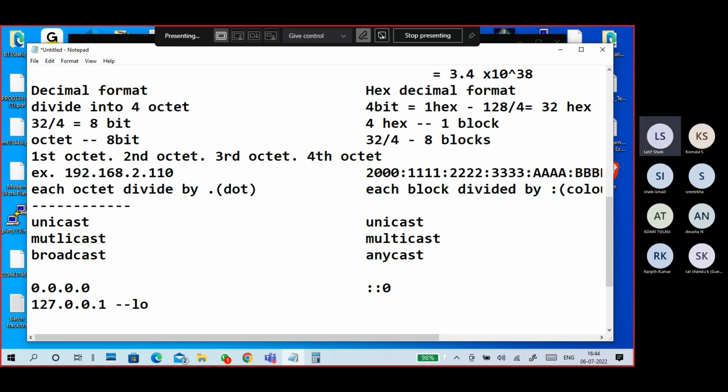127.0.0.1 is the loopback IP address, or localhost. What is a localhost? My PC has some IP address, and another PC beside it has another IP address. Maybe my tablet and my mobile phone have their own IP addresses. But common to every PC, for itself, there is an IP address called 127.0.0.1. This is called localhost or the loopback address. In IPv6, it is colon colon 1.